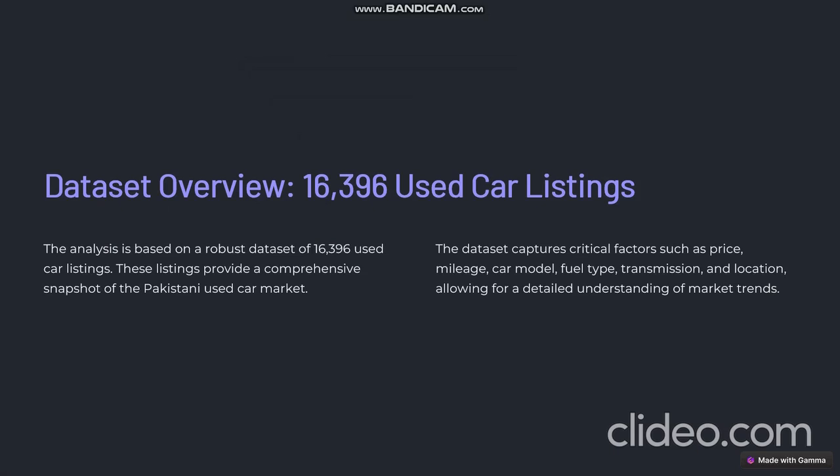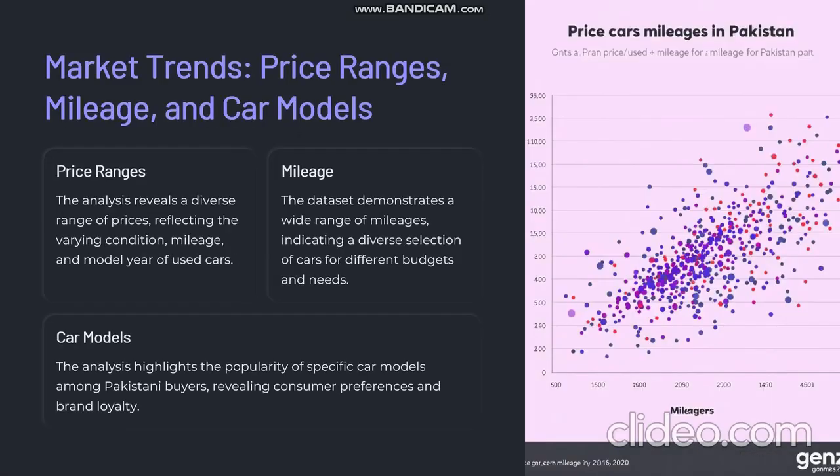So now we have cleaned the data set, because it was about 77,000. Now we have cleaned the data set and the car listing is of about 16,396. So this data set captures the crucial factors such as price, mileage, car model, fuel type, transmission, and location, allowing for a detailed understanding of market trends. Now the market trends are very huge because I have included the price ranges, mileage, and the car models that are being used in the dataset.